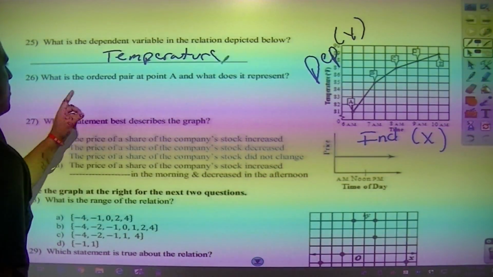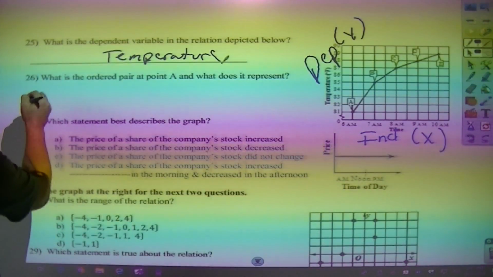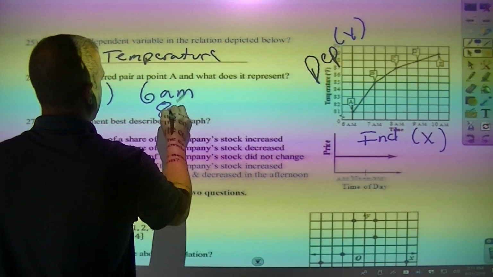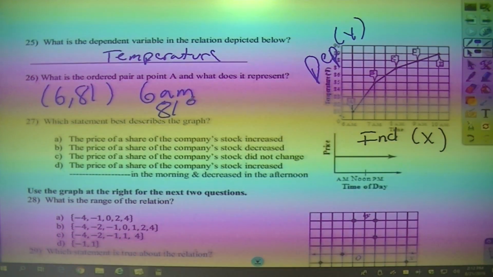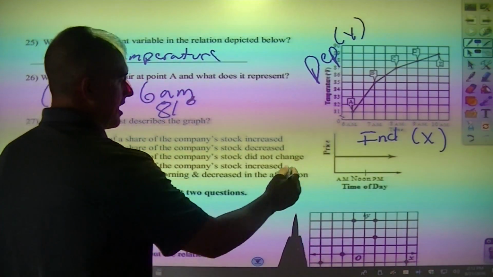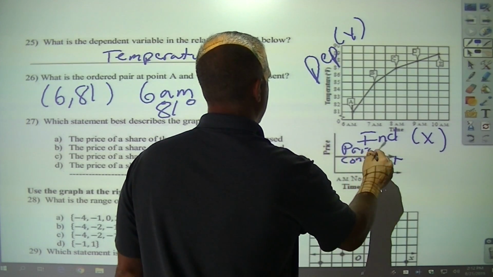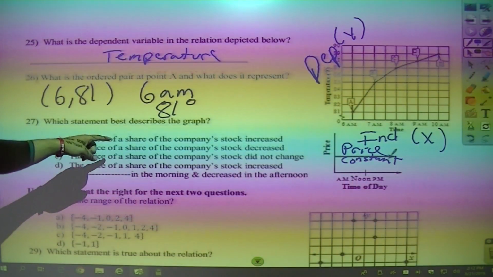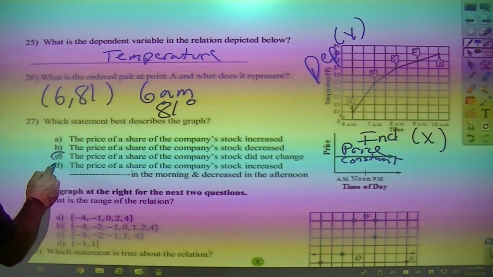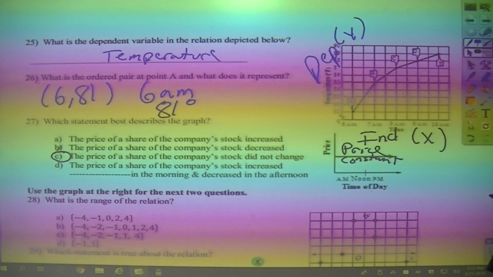Okay? What is the ordered point at A, and what does it represent? Okay? The ordered pair is (6, 81). And what that means is at 6 a.m., it's 81 degrees. Okay? Which statement responds to the graph? We talked about this earlier. This means that it's constant, that basically the price is constant with time. Okay? So the price didn't increase, it did not change. That's also another way of saying constant. Okay? Use the graph at the right for the next two questions.